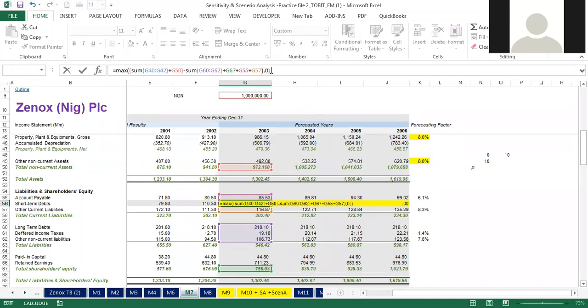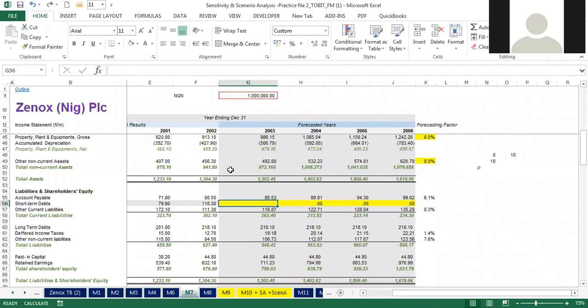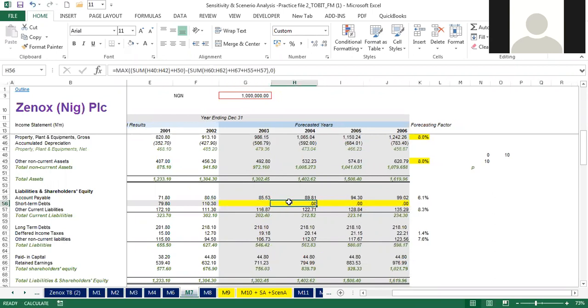Okay. Sorry, I think there's an aspect I missed out in that formula. So let me observe something, please. Hold on. Mistake.